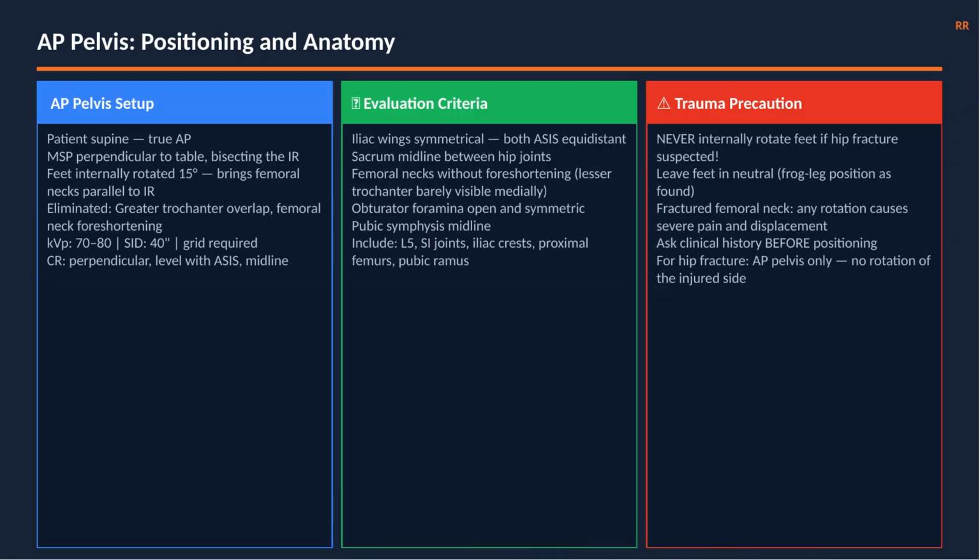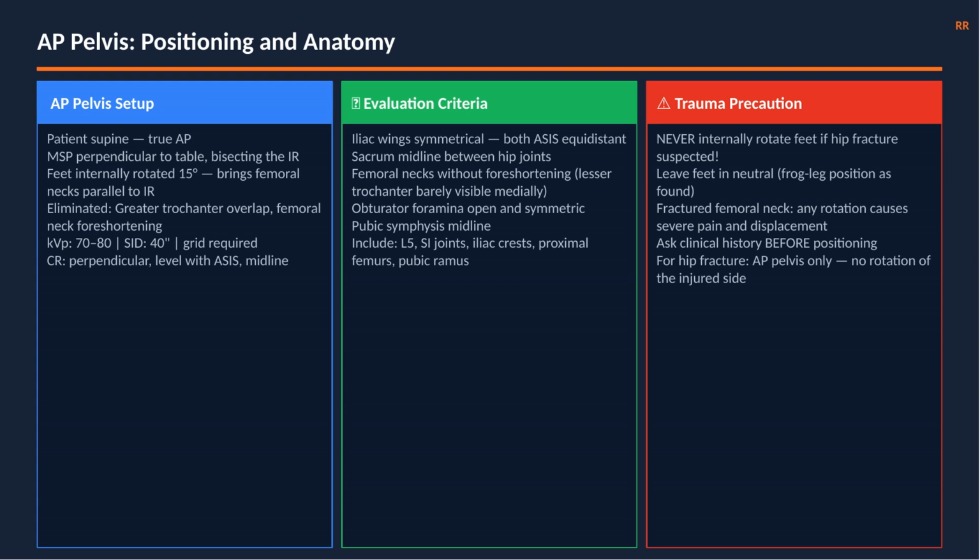AP pelvis. Patient supine, true AP. The mid-sagittal plane perpendicular to the table, bisecting the IR. Both ASIS equidistant from the table surface, no tilt. Arms alongside the body and outside the field. Feet internally rotated 15 degrees. This is the standard for routine AP pelvis when hip fracture has not been confirmed.